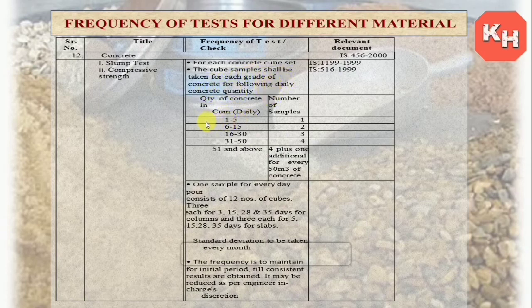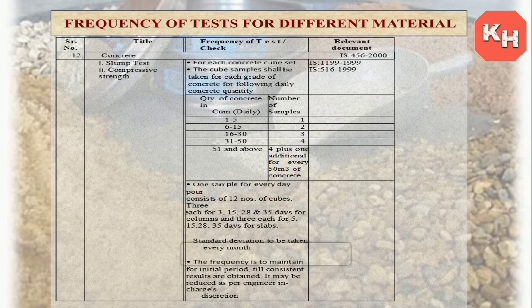For example, for quantity 1 to 5 cubic meter, one sample is taken. For 6 to 15, 2 samples are taken. For 16 to 30 cubic meter, 3 samples are taken. For 31 to 50, 4 samples are taken. For 51 and above, 4 plus additional 1 sample for every 50 cubic meter. One sample here is 6 cubes.